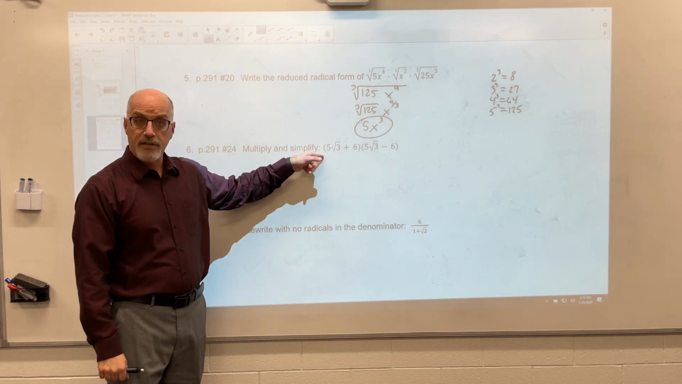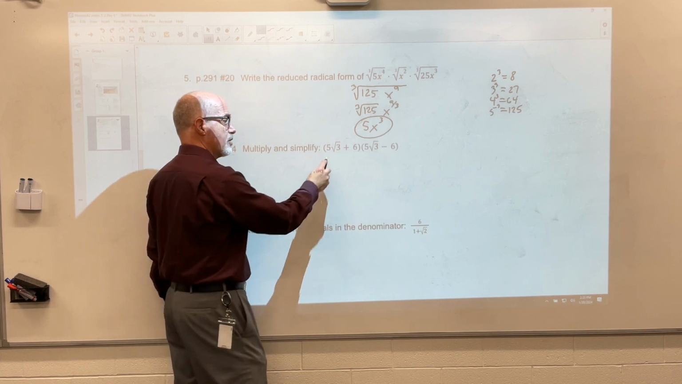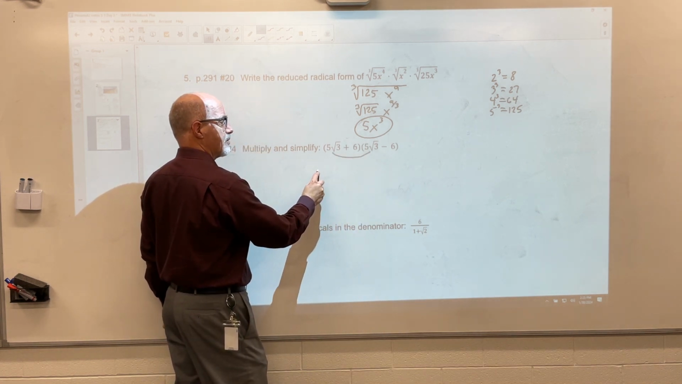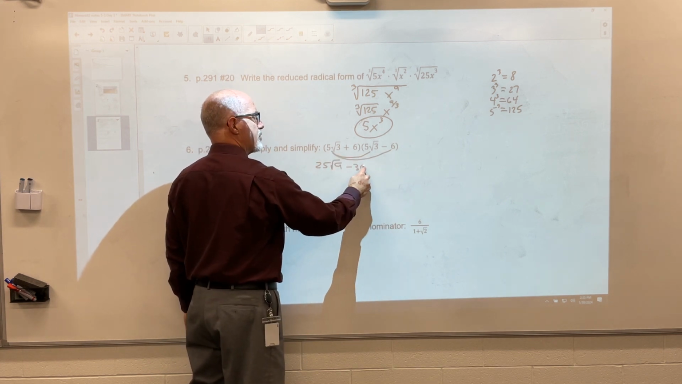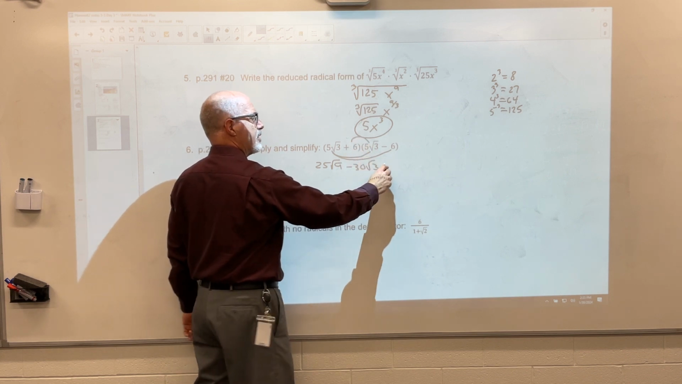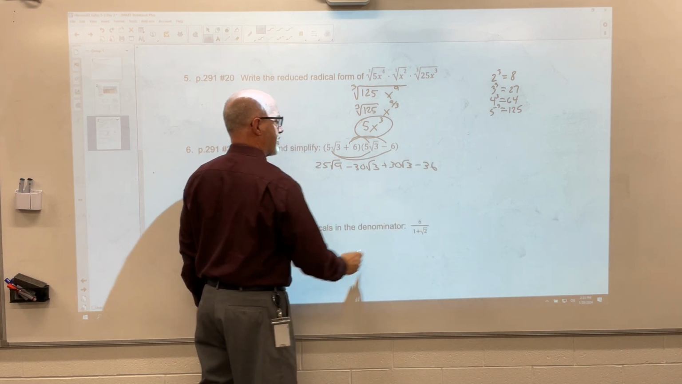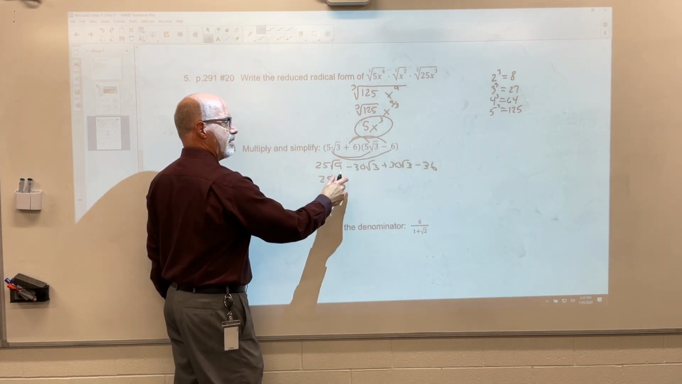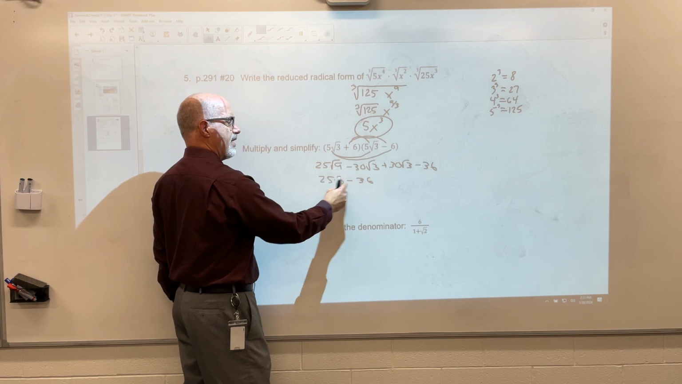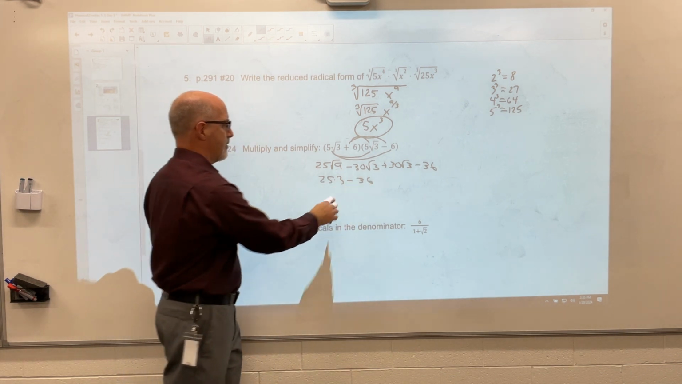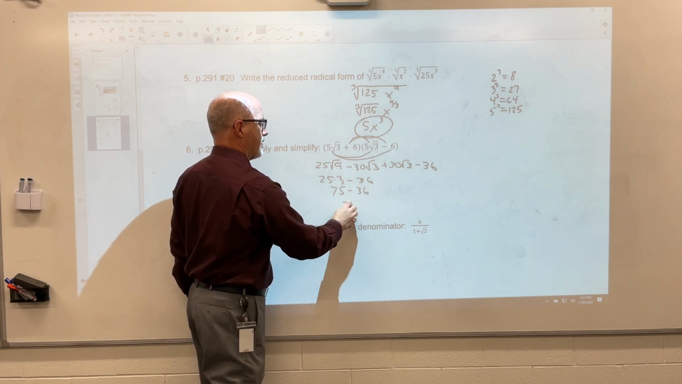Problem like this, you need to FOIL it out. Make sure you recognize when it's a plus or a minus, you've got to do the double distribute. So 5 times square root of 3 times 5 times square root of 3 is 25 square roots of 9. Minus 30 square roots of 3. Plus 30 square roots of 3. And then minus 36. 25 times 3 here, these cancel, minus 36. So 75 minus 36, that gives me, let's see, that would be 39, I believe, for an answer.